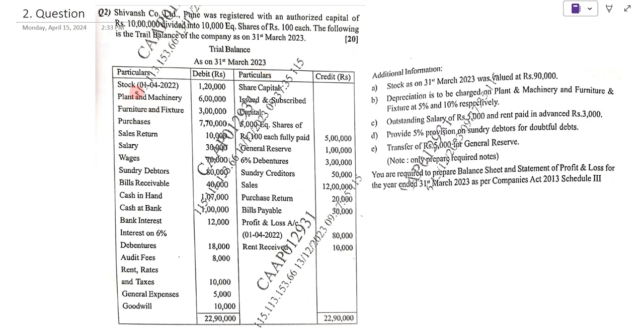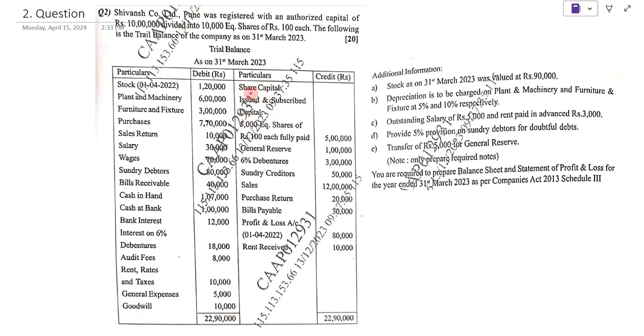So stock is given 1,20,000, plant and machinery 6 lakh, furnitures and fixtures 3 lakhs, purchases 7,70,000, sales return 10,000, salary 30,000, wages 70,000, sundry debtors 80,000, bills receivables 40,000, cash in hand 1,07,000, cash at bank 1 lakh, bank interest 12,000, interest on 6% debentures 18,000, audit fees 8,000, rent, rate and taxes 10,000, general expenses 5,000, goodwill 10,000.